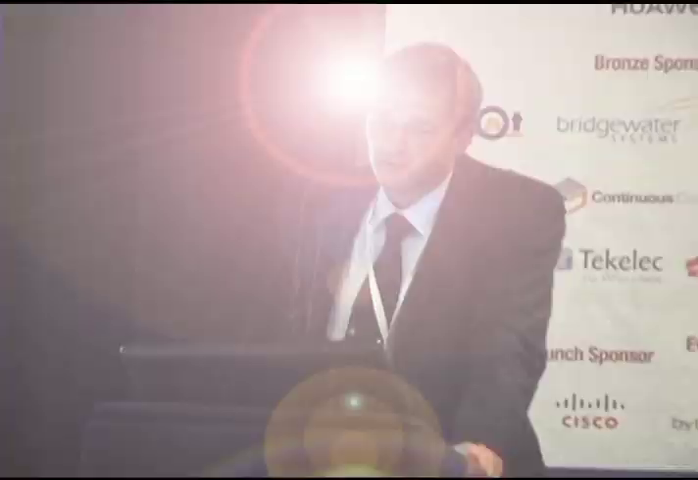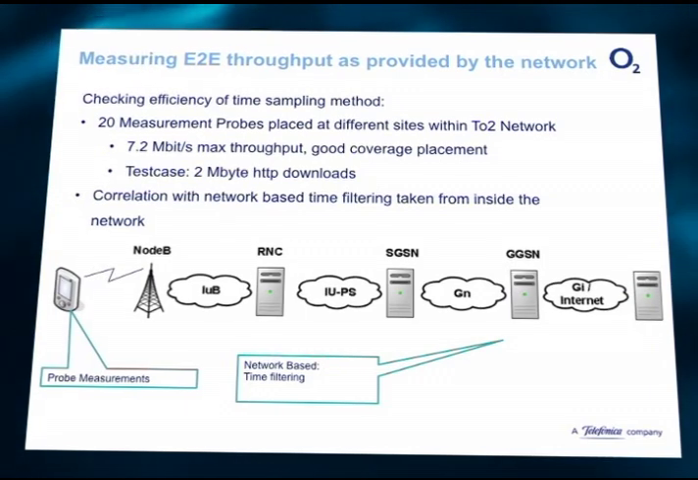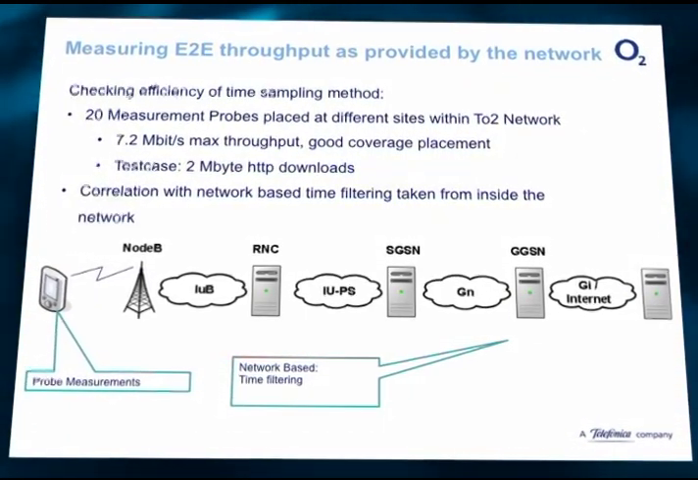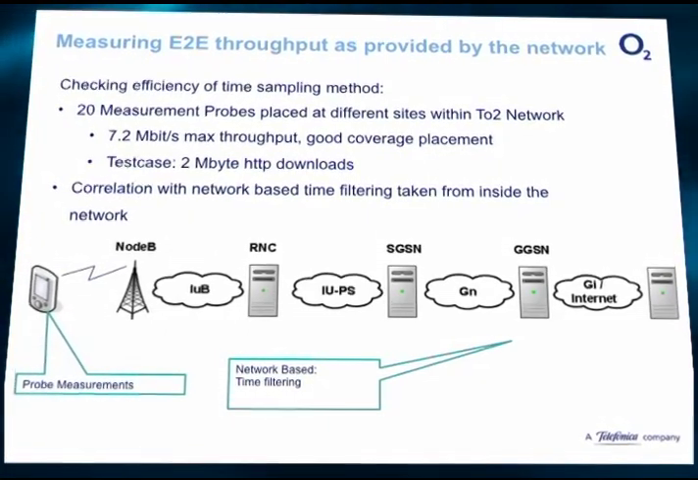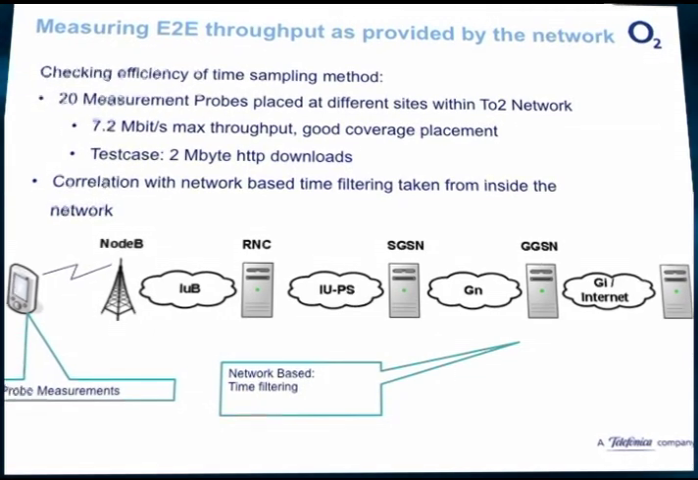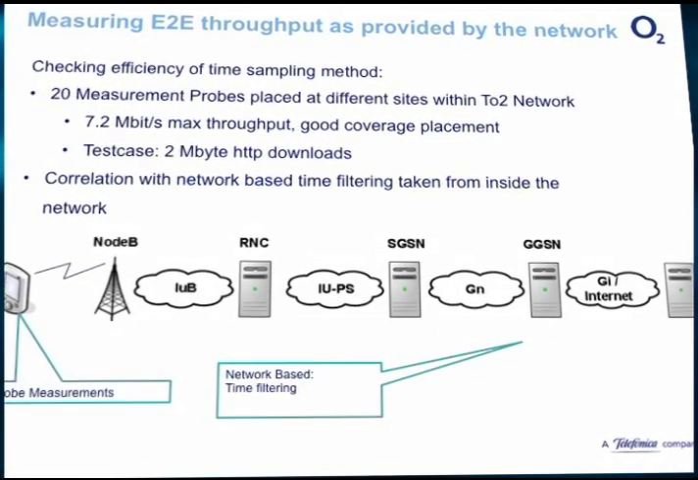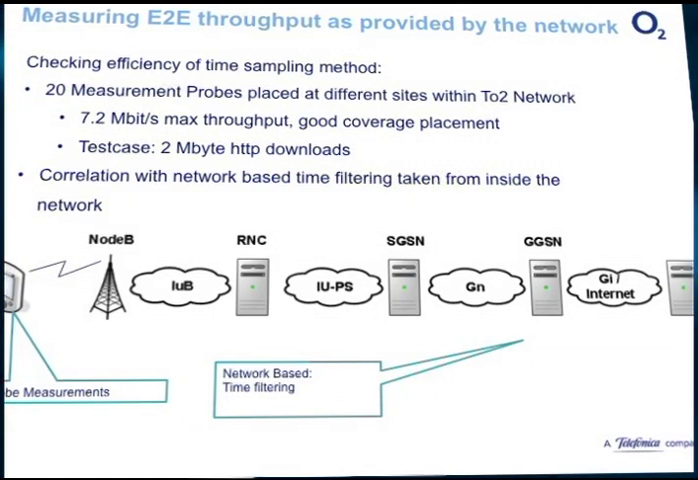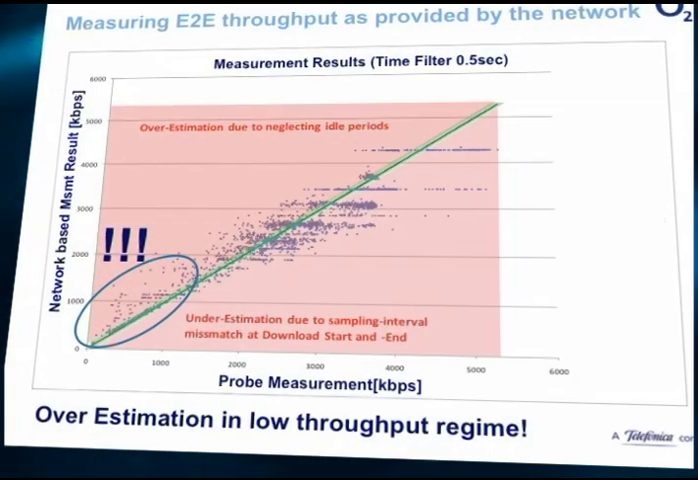So we checked this by a simple measurement. We used 20 stationary measurement probes, placed around our network in Germany, with 7.5 megabits per second maximum throughput and good or fairly good coverage, and the test case was a simple 2 megabyte HTTP download. Then we measured the throughput directly at the probe and also, complementarily, within the network by using this sampling approach. And at the end, we compared both, and the result you can see here.